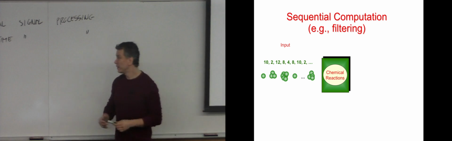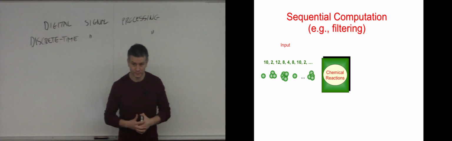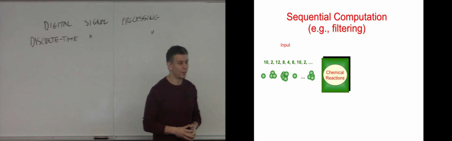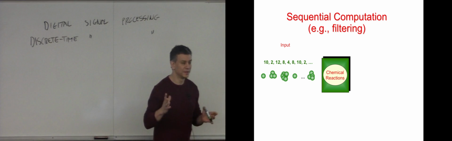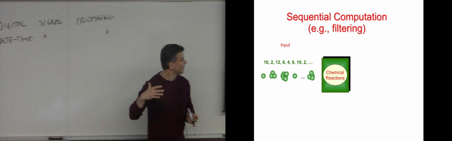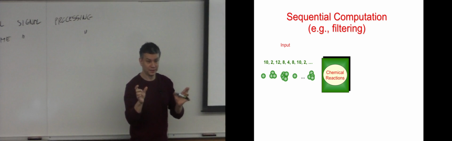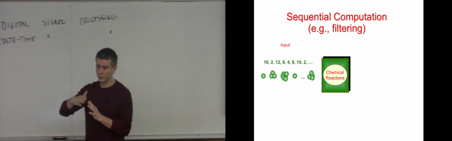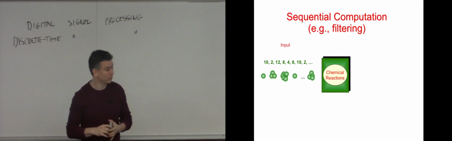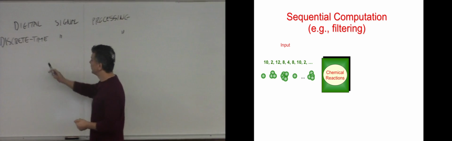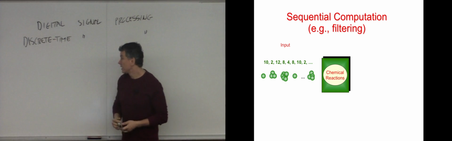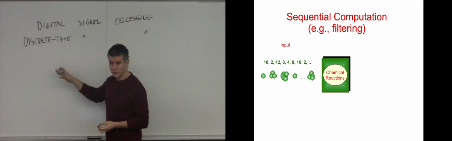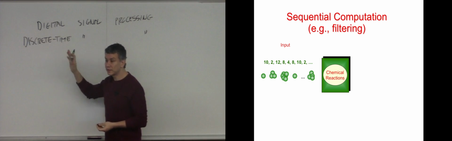So when I say real values, what I mean are values that consist of a fractional part and an integer part, or numbers that have digits after the decimal point. Anyways, so discrete time signal processing would be signal processing in which you have values. Those values could be real values, but you have a discrete sequence of them.